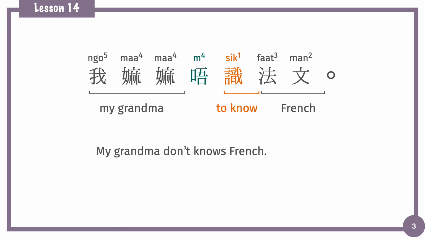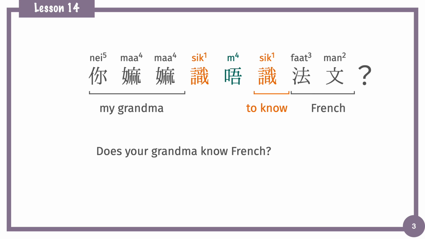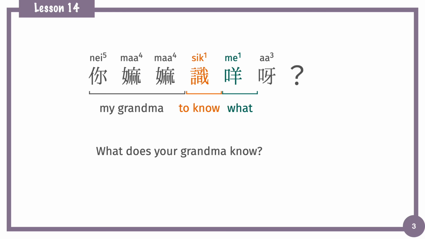Okay, for negative sentence, just like other modal verbs, add 唔 in front of it. 我嫲嫲唔識法文 is my grandma doesn't know French. And yes, no question is 識唔識？你嫲嫲識唔識法文？ Does your grandma know French? And if you want to ask what skill the person knows, you can use the sentence pattern like that. 你嫲嫲識咩啊？ Use question word to replace the skill. What does your grandma know?